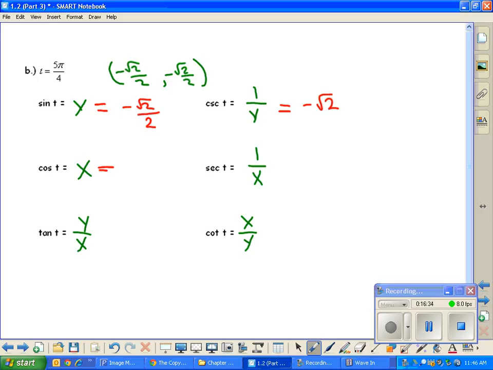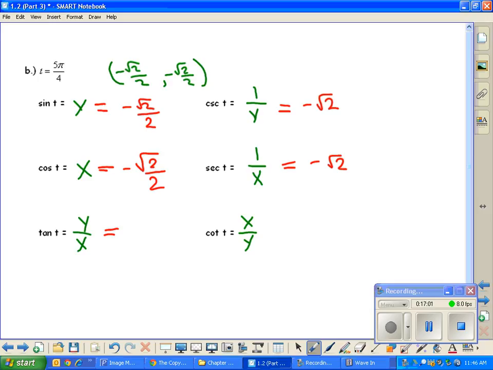What's our cosine of this angle? Yeah, you had it last time. Good job. All right. Okay, so what's this going to be? Yeah, there we go, negative square root of 2. You notice these are going to be the same because, well, the coordinates are the same.